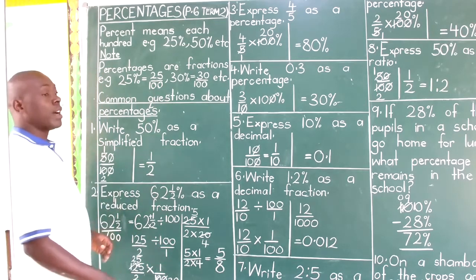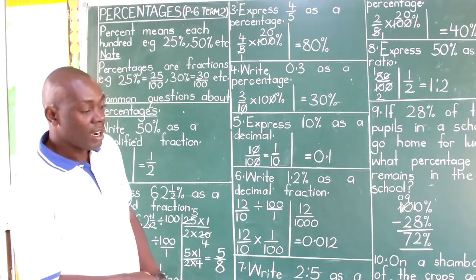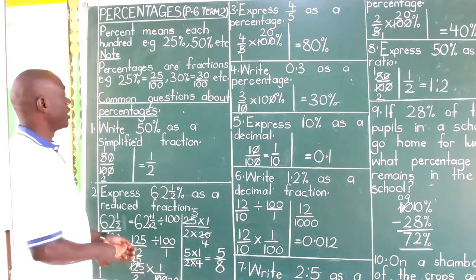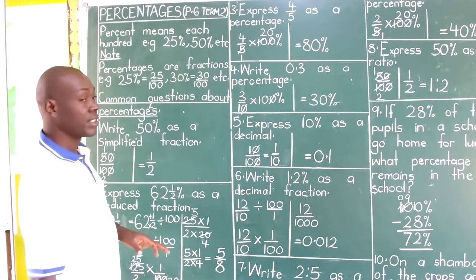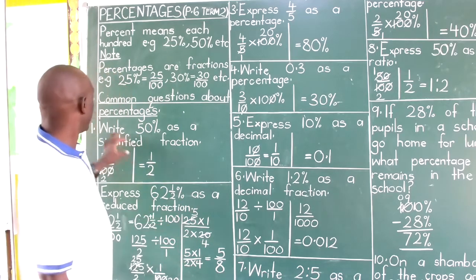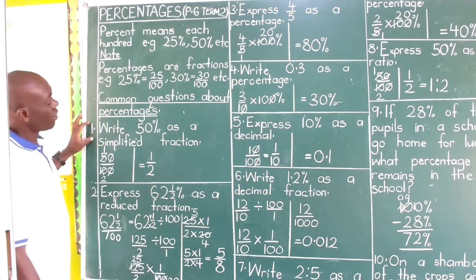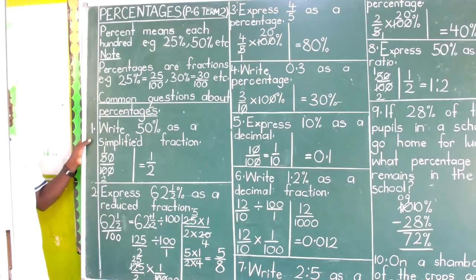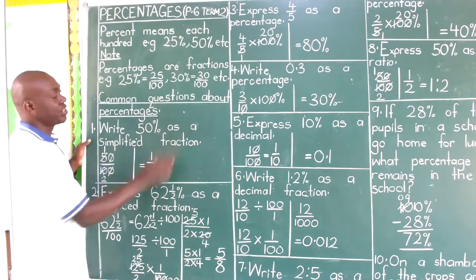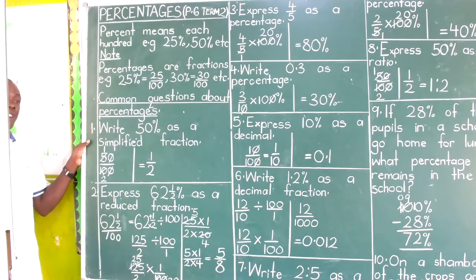Now we are going to look at how to work out percentages, starting with the common questions. Question number one reads: write 50% as a simplified fraction.